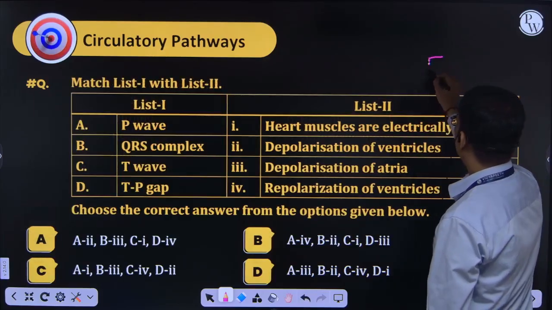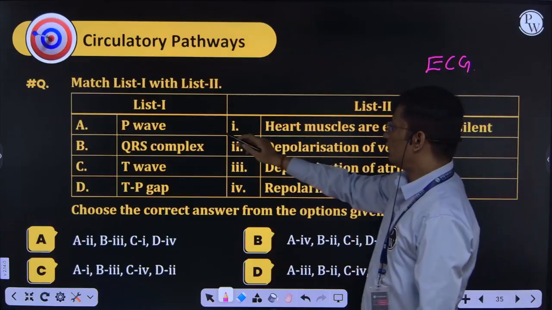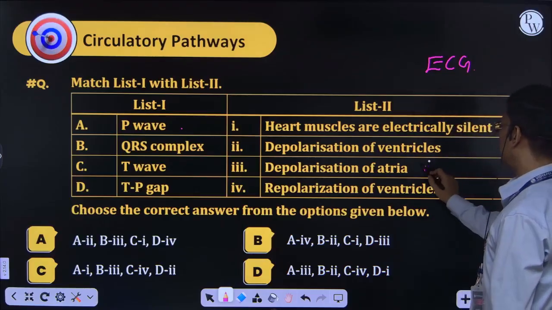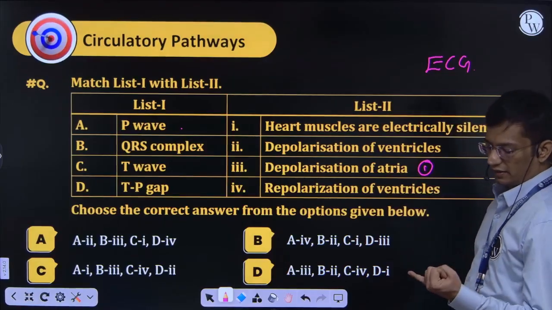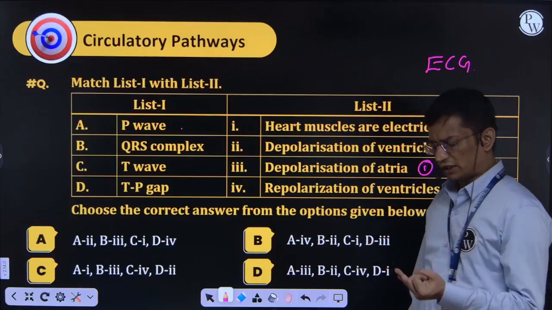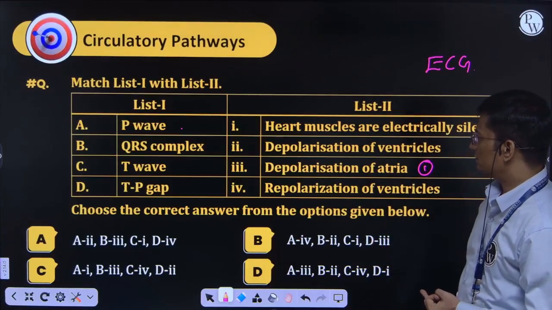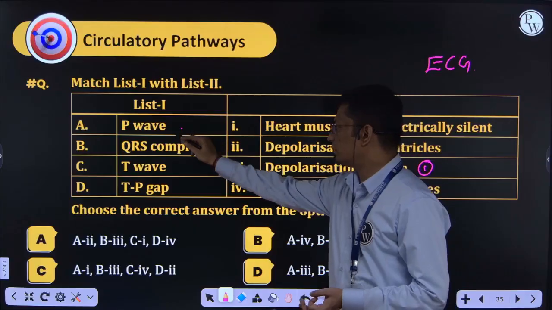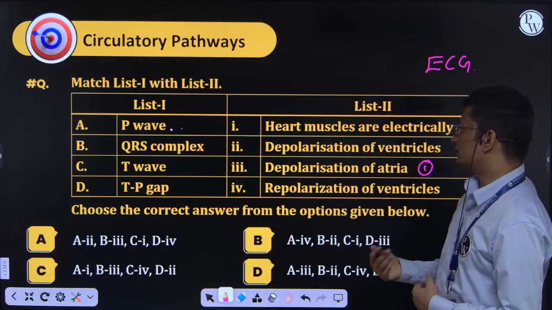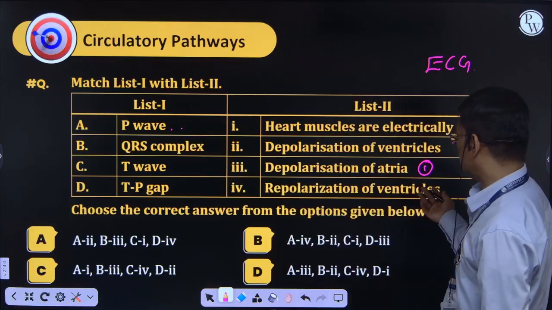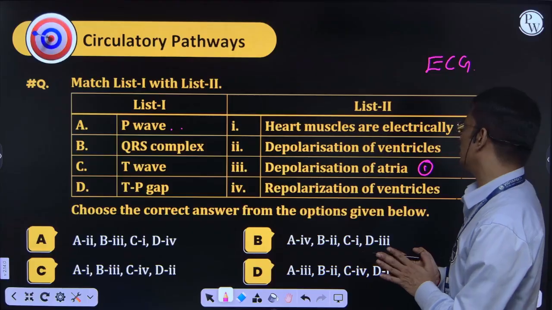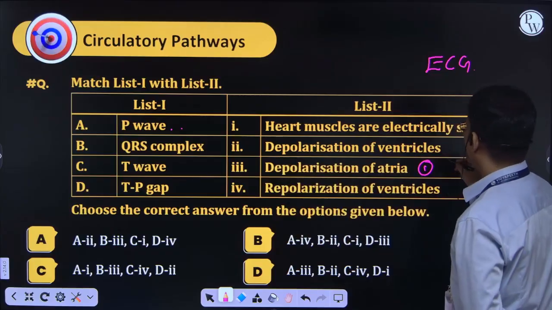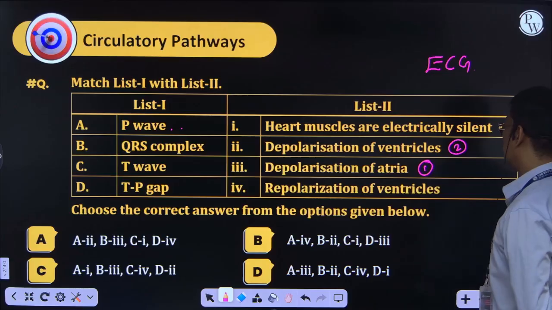Now the question is related to ECG. P wave. What does a P wave indicate? P wave, different meanings are there. One meaning is depolarization of atria, generation of action potential, contraction of both atria. So these all are indicated by P wave. Electrical excitation in the SA node, depolarization of atria, contraction of the atria or atrial systole. QRS complex, depolarization of ventricle and contraction, ventricular systole.